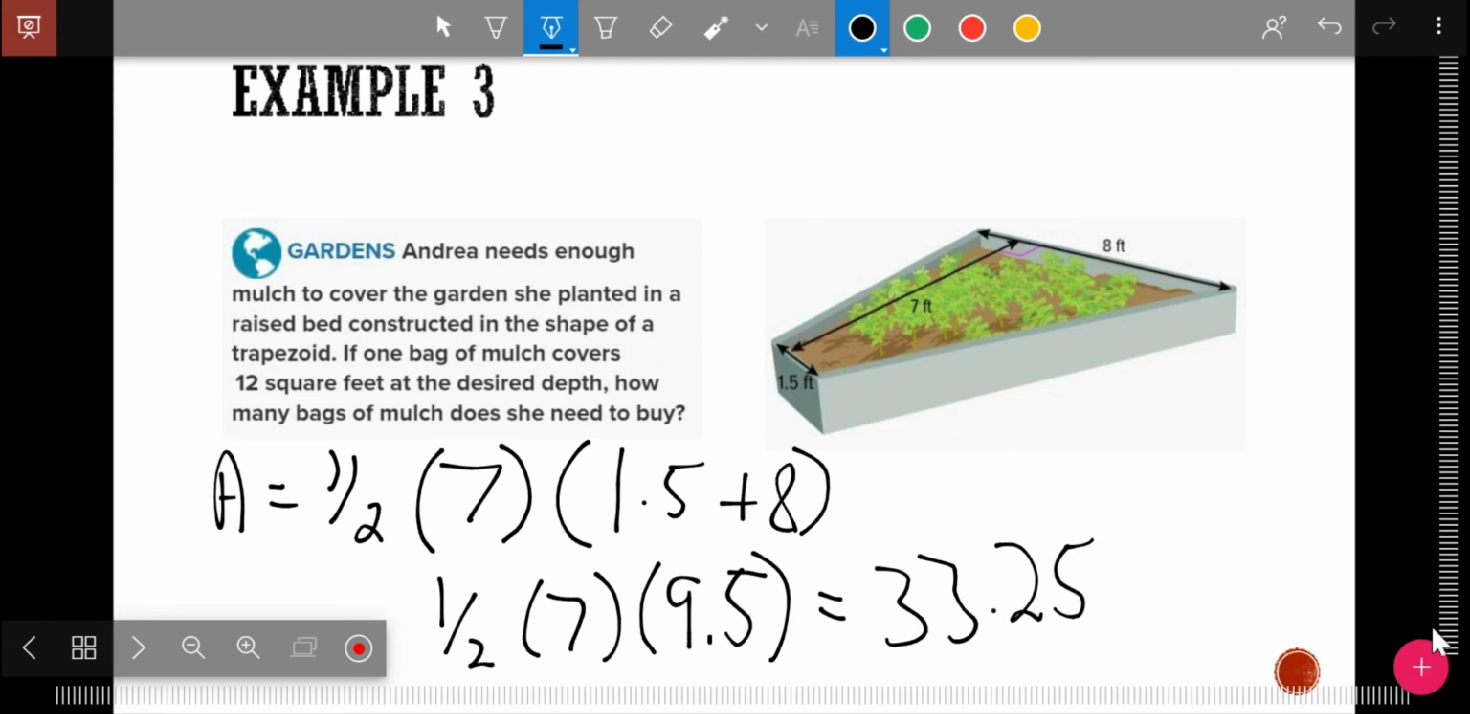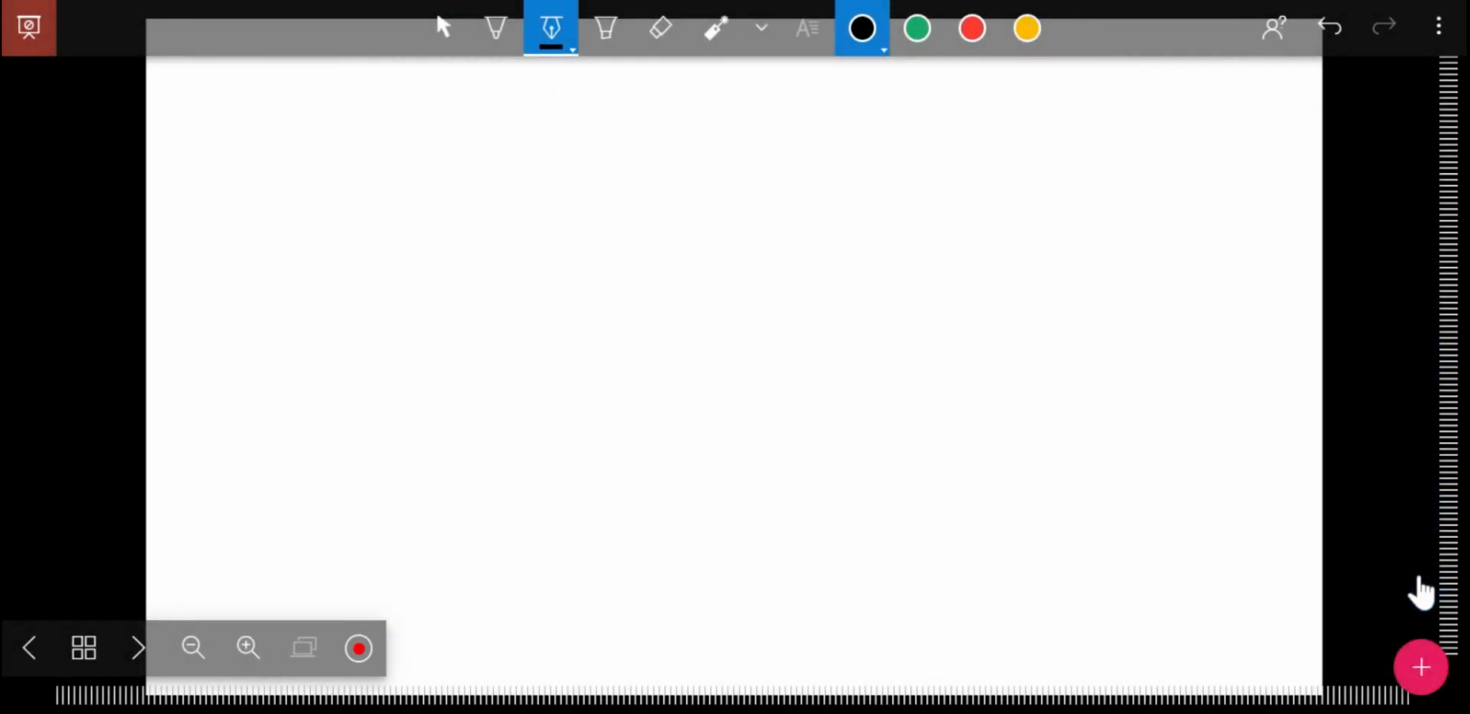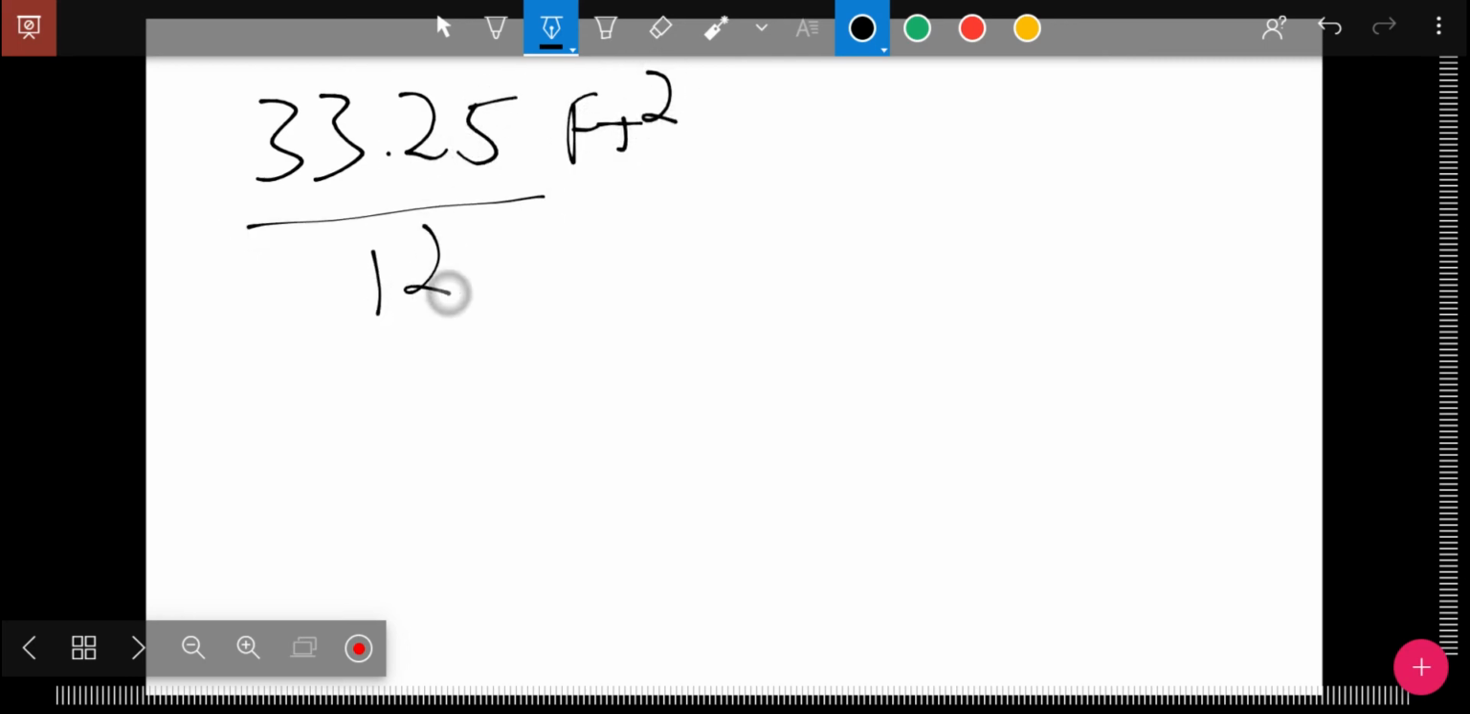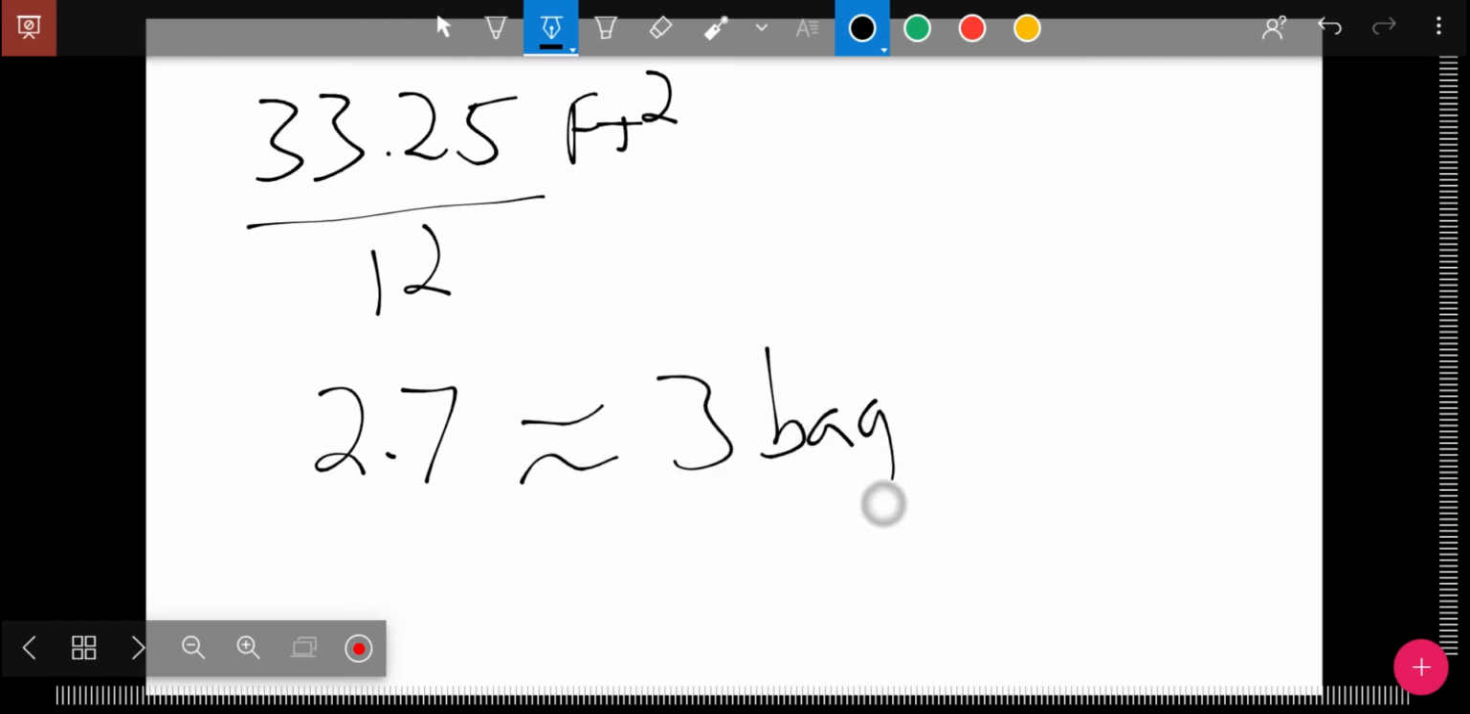Now, to figure out how many bags of mulch we need, we have 33.25 square feet. 33.25 square feet divided by 12, right, was 2.7. You can't buy 2.7 bags, so therefore it becomes 3 bags of mulch. You can't go into Lowe's or Home Depot and say, hey, I only need 0.7 of that last bag. They're going to laugh at you and say, well, that means you're buying the whole thing. So we're buying 3 bags of mulch.